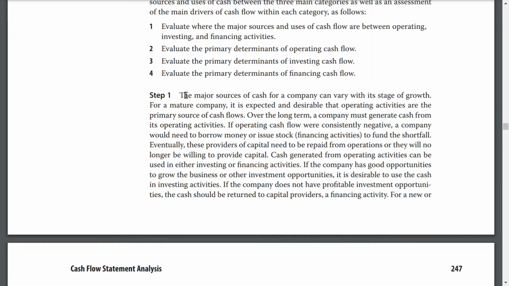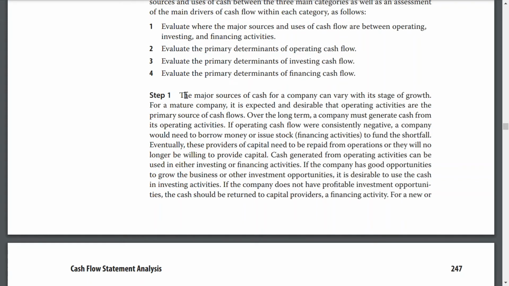For a mature company, it is expected that operating activities are the primary source of its cash flow. Over the long run, a company must generate cash from its operating activities. If operating cash flows were consistently negative, a company would need to borrow money or issue stock to fund its shortfall. Eventually, these providers of capital need to be repaid from operations, or they will no longer be willing to provide capital.